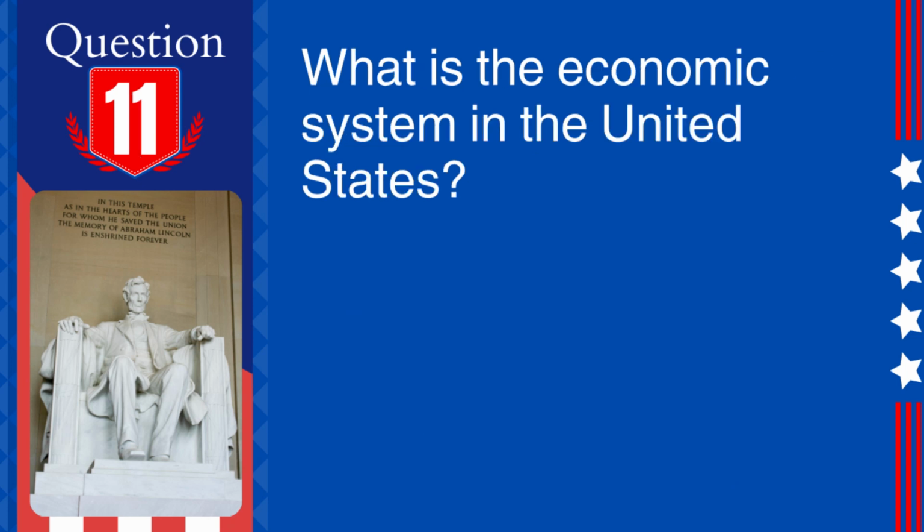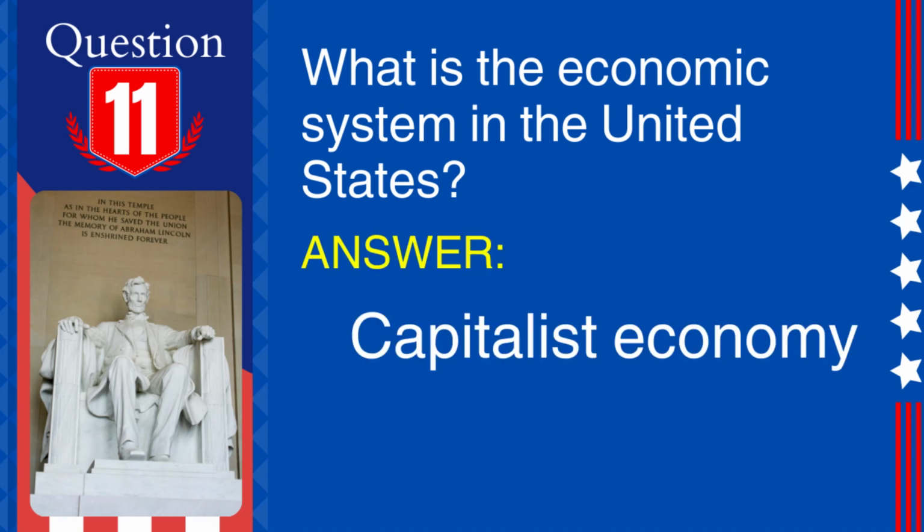11. Question. What is the economic system in the United States? Answer. Capitalist economy. Explanation. The United States operates a capitalist economic system characterized by private or corporate ownership of capital goods and market-determined production and prices.